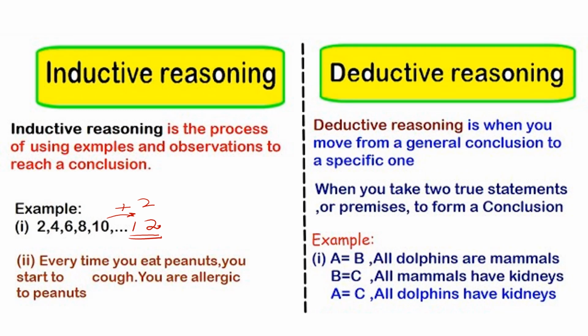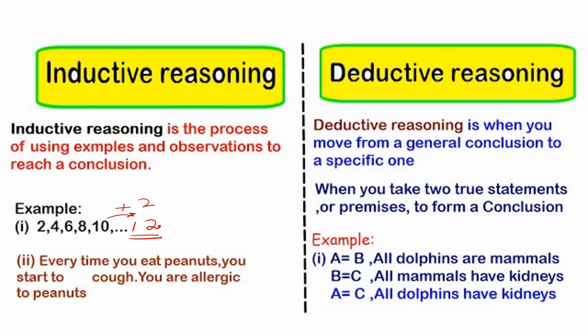Similarly, the next example: every time you eat peanuts, you start to cough. Why? Because you are allergic to peanuts. This statement is also based on someone's observation, and that's why there is a conclusion from that observation: since you cough while you eat peanuts, it means that you are allergic to peanuts.